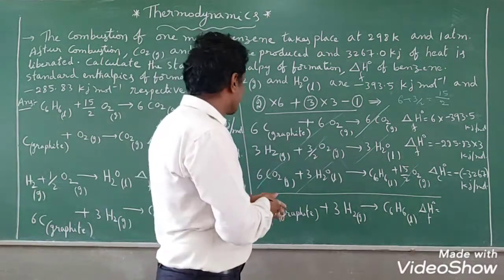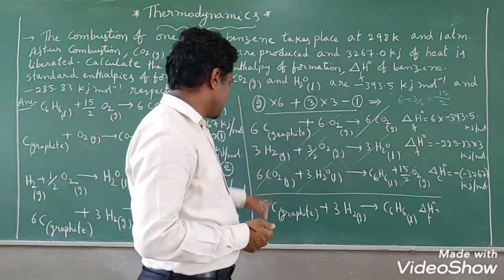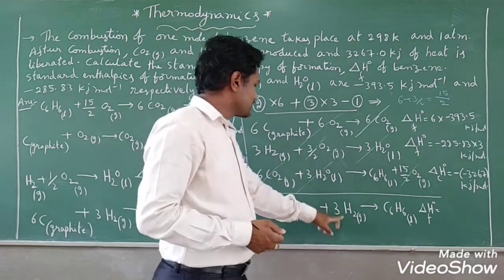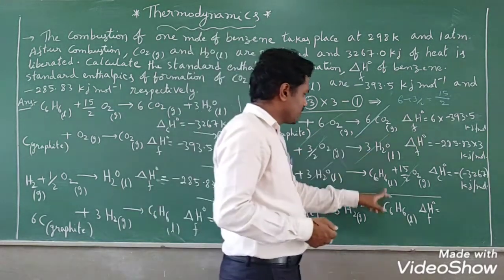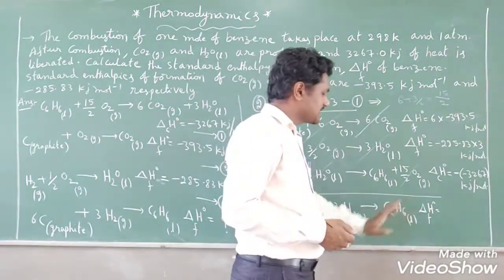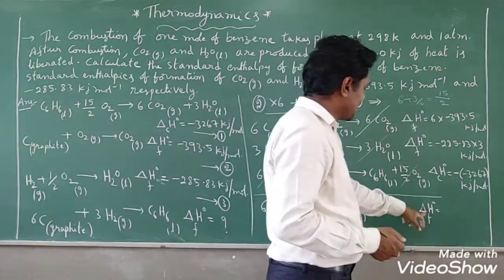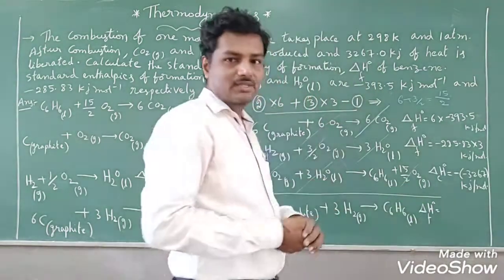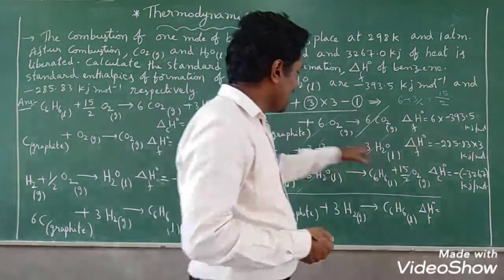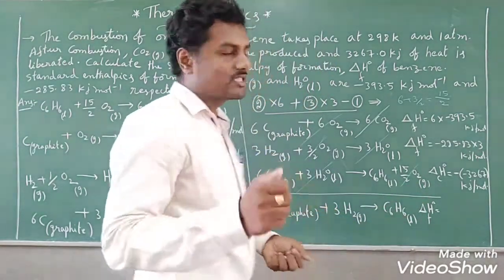And the remaining terms you can add as they are. 6C carbon, graphite, 3H2 gaseous state. On the reactant side everything is over now. Yes, on the product side what is there? What is left? You see that C6H6 only is left. And the enthalpy of formation also, according to this only you have to do it. So how to add the enthalpy of formation also, we'll see that, students.